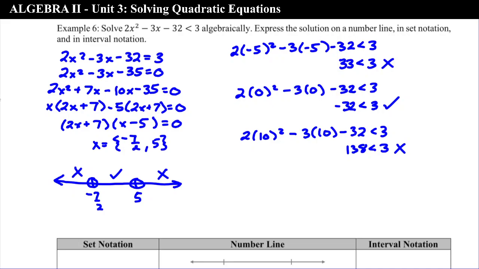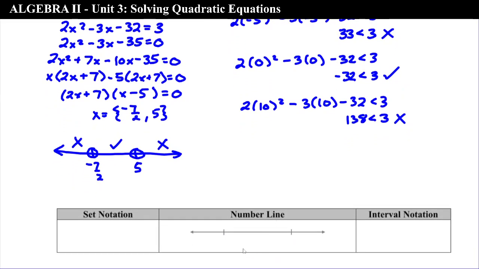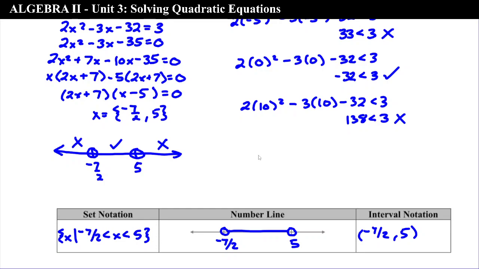So now, all we have left to do is write our answer. We've got negative 7/2 and we've got 5. So we know both of these are going to be open dots. And we're doing all the points that are in between, because that's the part of the number line that's checked. So in set notation, this is going to be x such that negative 7/2 is less than x, which is less than 5. And in interval notation, it's going to be negative 7/2 to 5. And those would be your answers.